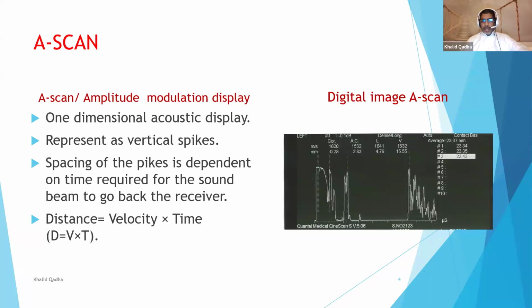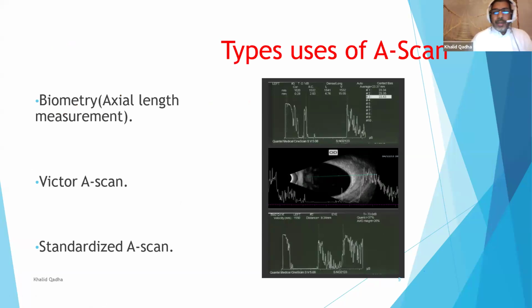And there is the immersion technique. This picture here is for the contact technique. So the first one will be the cornea. Then here it's the anterior segment, the anterior lens, and then the posterior lens in the second part. According to the velocity of each organ in the eye, we multiply it by the time, then we get the length that we are getting at the end of the screen. What type of A-scan are you using?